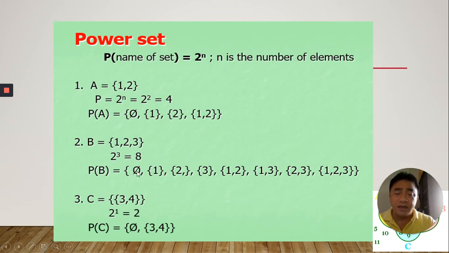So you start with the empty set, then one by one, then combinations until such time you arrive at the equal set. For this one, we have only 1 element. So you see, there's only 1 element. So we have 2 subsets, including the empty set.